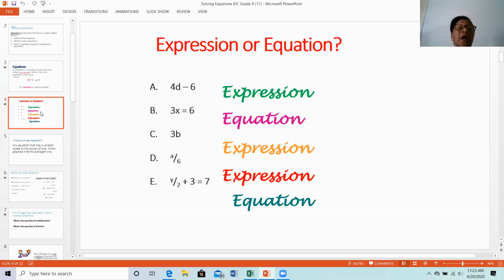Look at B. 3x is equal to 6. Is that an equation? Yes, it is. How do we know? We see the equal sign. C, 3b. Is it an expression or an equation? It is an expression. D, a divided by 6. A divided by 6 is also an expression. There is no equal sign. And E, y divided by 2 plus 3 is equal to 7. And we can see that it's an equation.